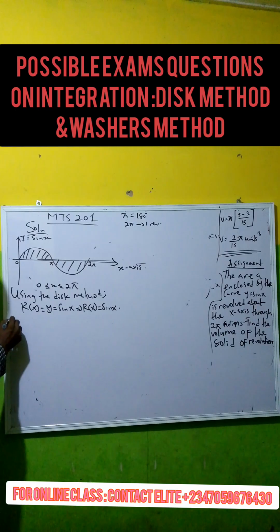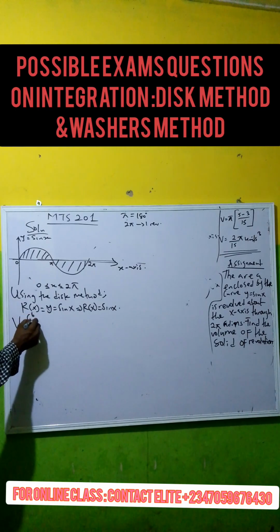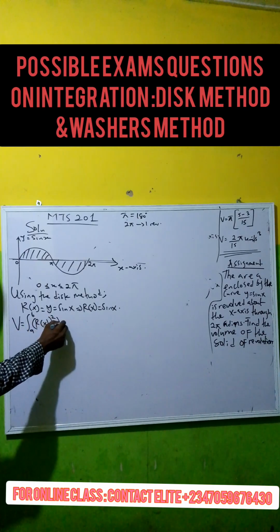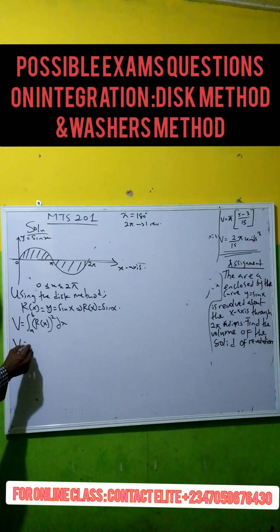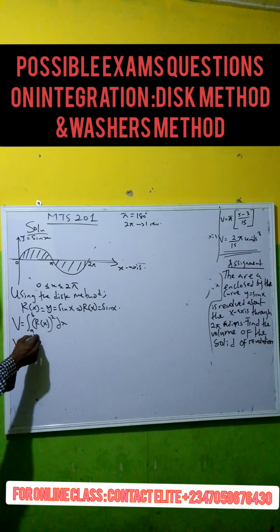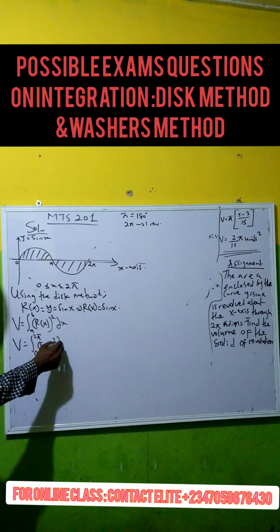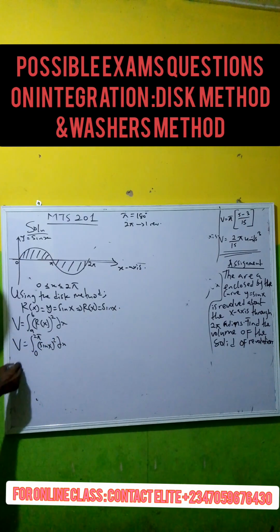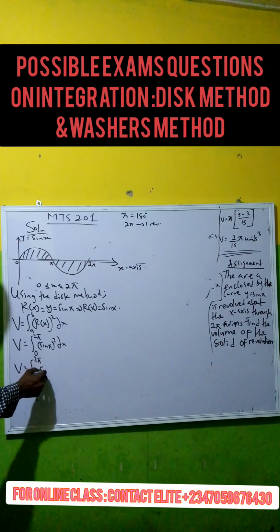Now our volume using the disk method is the integral from a to b of r of x all squared dx. So V is equal to the integral from 0 to 2 pi. Then what is our r of x? Sine x, all squared, dx. So V equals the integral from 0 to 2 pi of sine square x dx.